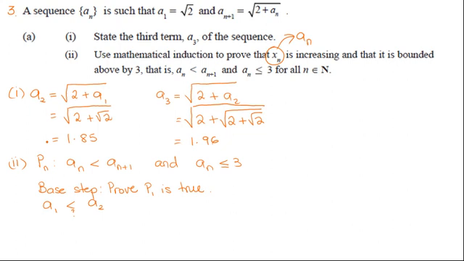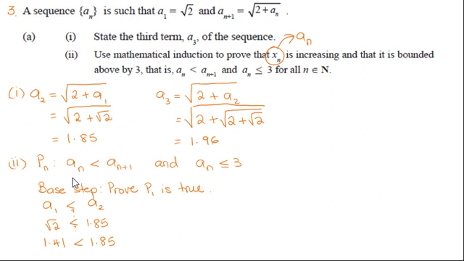Well, we know the value of a_1, which is root 2. Is it less than or equal to a_2, which is 1.85? According to my calculator, the square root of 2 is 1.41, which is less than 1.85. Right, so we were checking this piece of the statement.